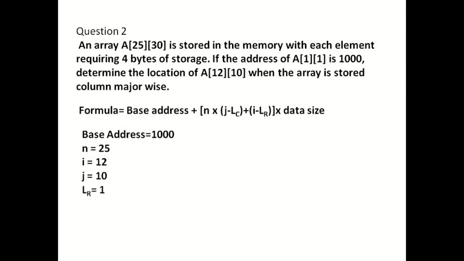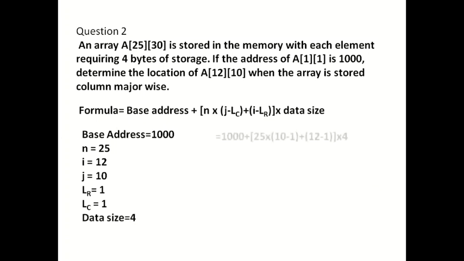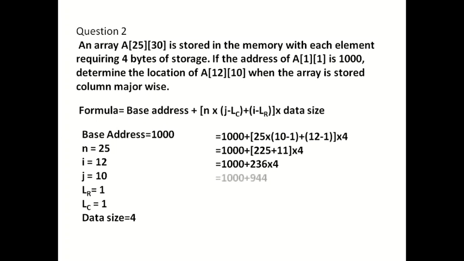Now again, they have given that the address of A[1][1] is 1000, which means this is the base address where the first element starts. You can see the first element starts from 1 and 1. So we take the lower limit of the row as 1 and the lower limit of the column as 1. Then data size is going to be 4. If you put the values in this expression, the final answer is going to be 1944, which is the address of A[12][10].